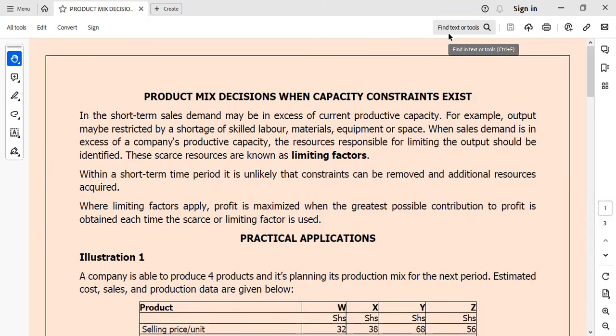But before we go into that, you need to know some of the examples of limiting factors. There can be shortage of materials, so materials can be a limiting factor, shortage of labor hours, shortage of machine hours, as well as shortage of money. All these can be limiting factors. Now, before we go into the practical applications, there are some steps which you need to understand, because these are the steps which you have to follow when it comes to coming up with a product mix where capacity constraints exist.